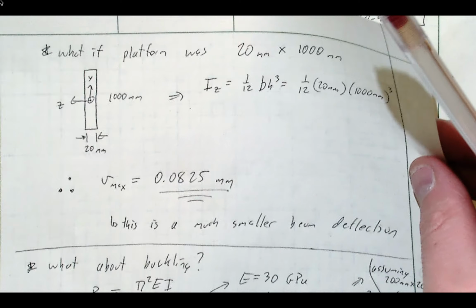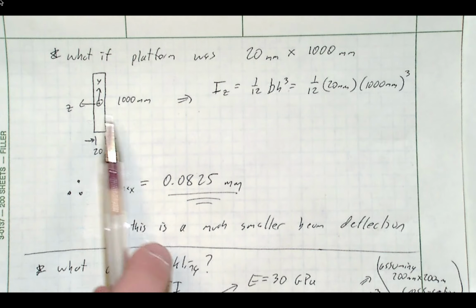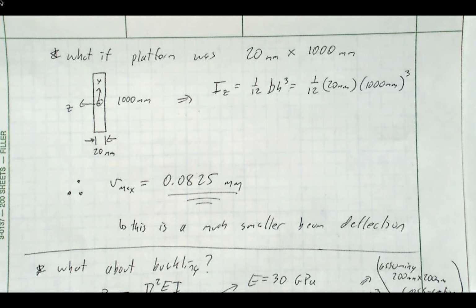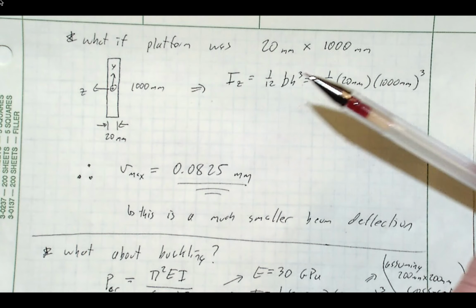So what if instead we had a platform that was really tall and skinny? That's not really usable because we want to be able to put something on top of the platform. But if we did this, it would be a way to make that platform stronger by making the moment of inertia about that horizontal axis much bigger. So in this case, I have the same amount of material.